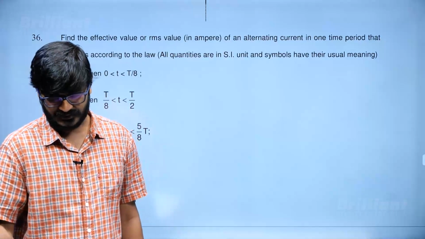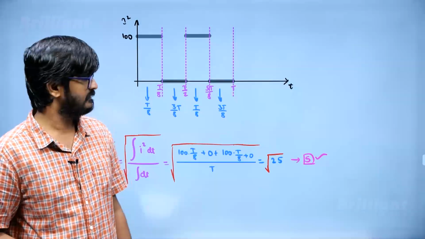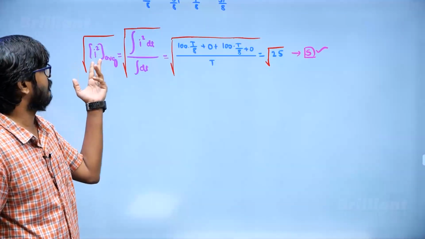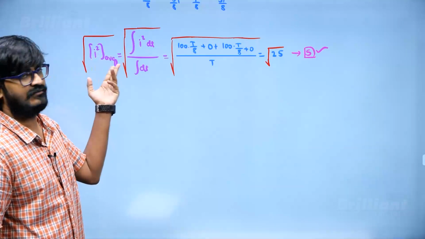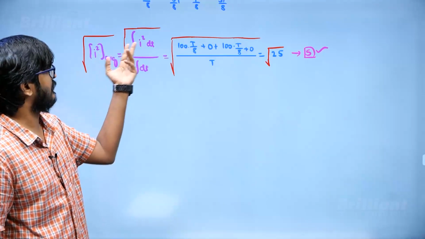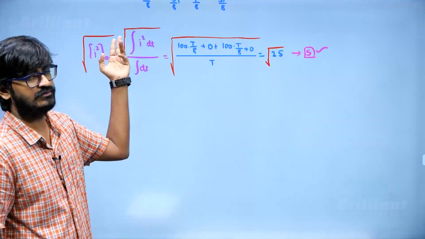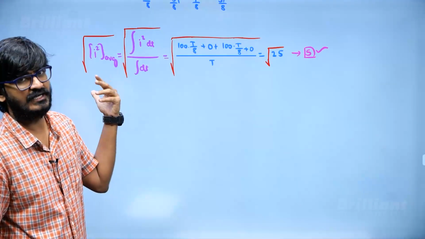So how to find RMS value? It is root of mean square. That is, you need to find the square root of the mean of squares, the average of squares. How to find the average of squares? Average of squares will be found by this way, right? Now if you find the square root of that, then you will get the RMS value.